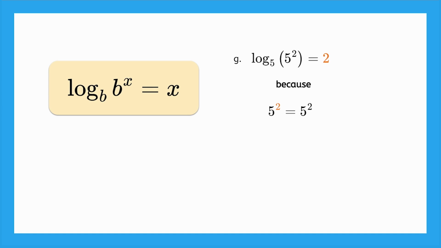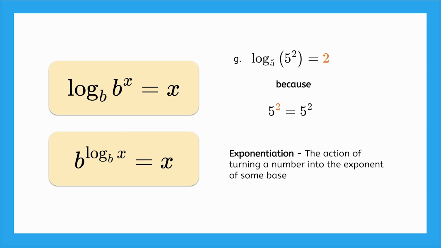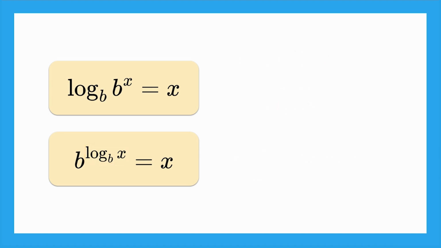Earlier in this unit, we also saw how any base raised to a logarithm of that same base releases the argument inside. The action of turning a number into the exponent of some base is often called exponentiation. So in this case, we can say log base b of x is being exponentiated with base b. Do you see any relationship between these two properties? As long as the bases match, a logarithm releases the exponent of the power inside. And raising to the power of a logarithm releases the argument inside.